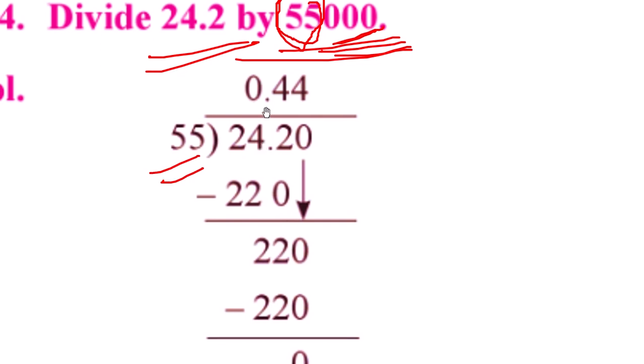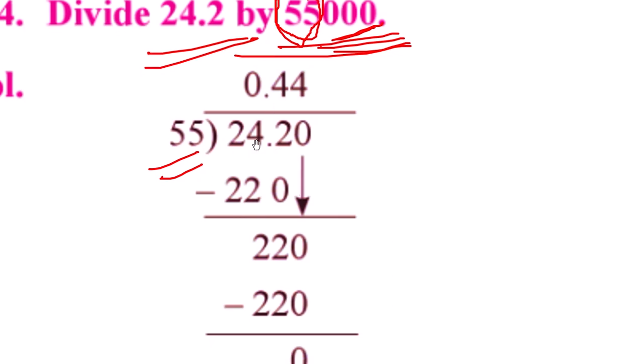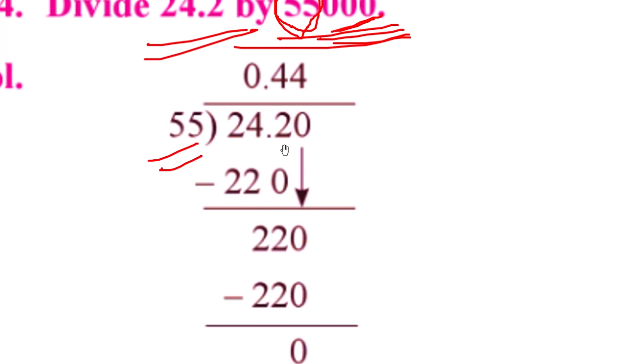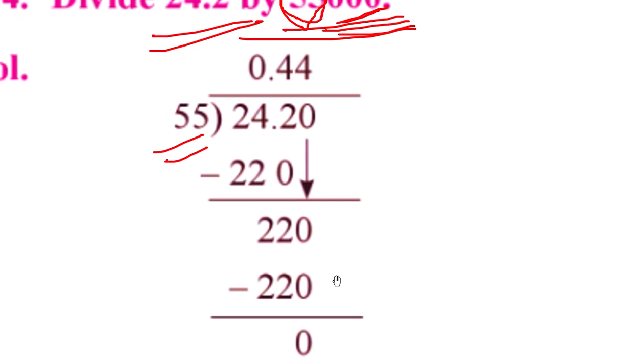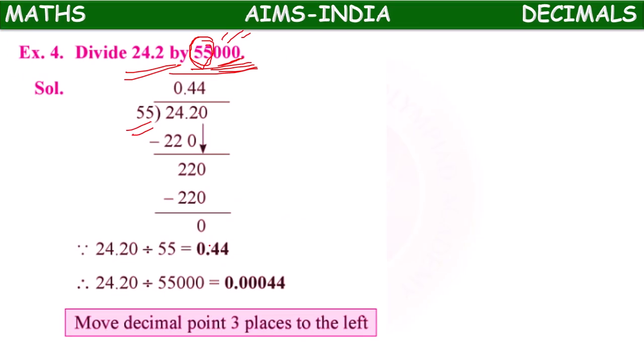Point above point. We have to consider one more number. It will become 242. 55 times 4 is 220. 242 minus 220 is 22. There is a 0, we can carry it down. 55 times 4 is 220. This is the division. So 0.44 we have got.